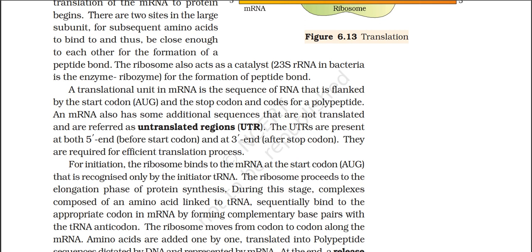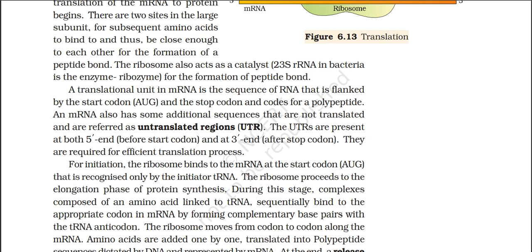A translational unit in mRNA is the sequence of RNA that is flanked by the start codon, AUG, and the stop codon, and codes for a polypeptide. An mRNA also has some additional sequences that are not translated and are referred to as untranslated regions, UTR. The UTRs are present at both 5' end, before start codon, and at 3' end, after stop codon. They are required for efficient translation process.